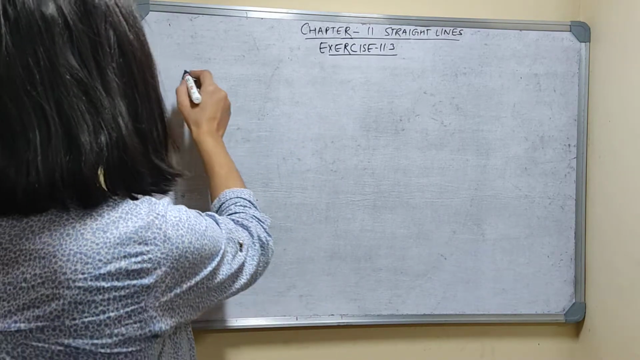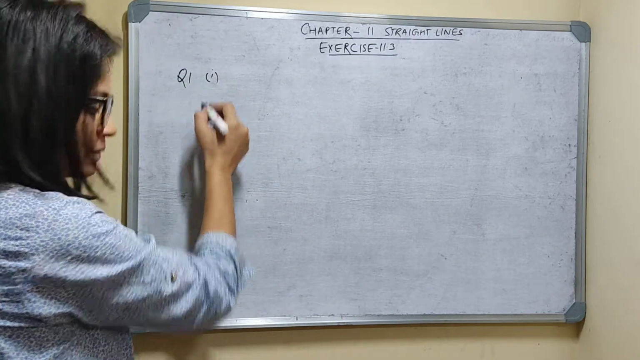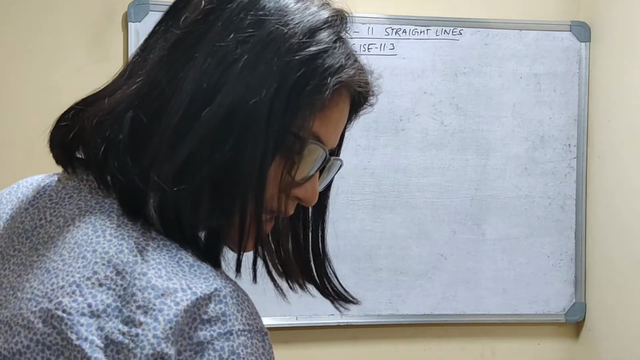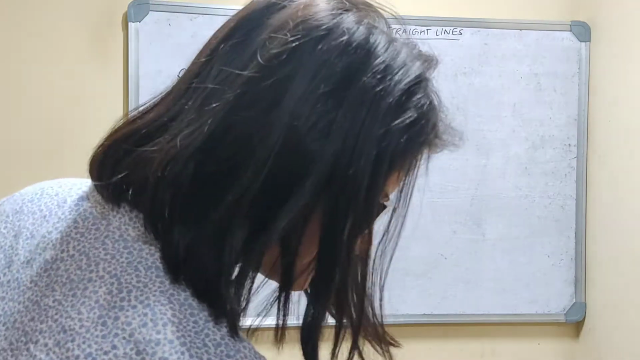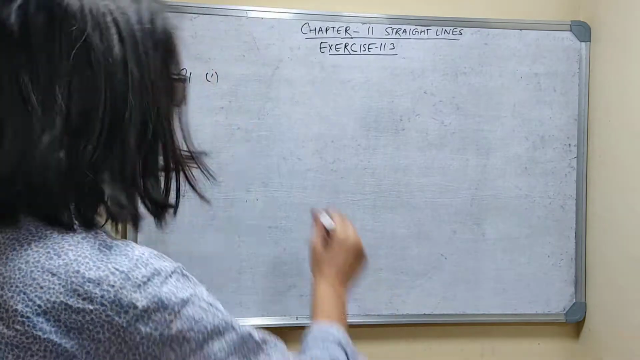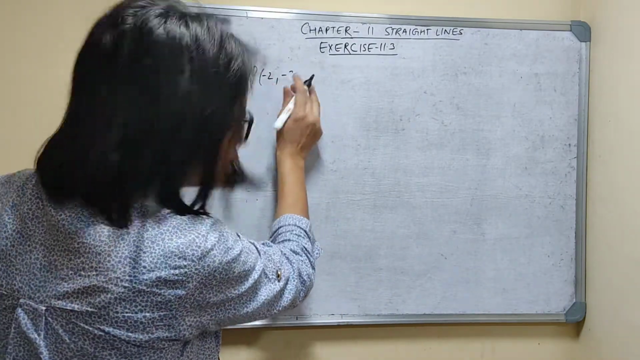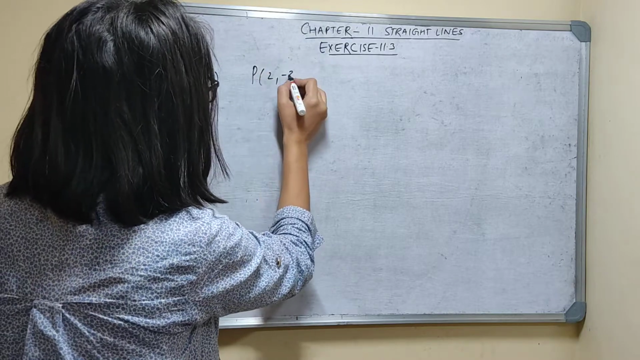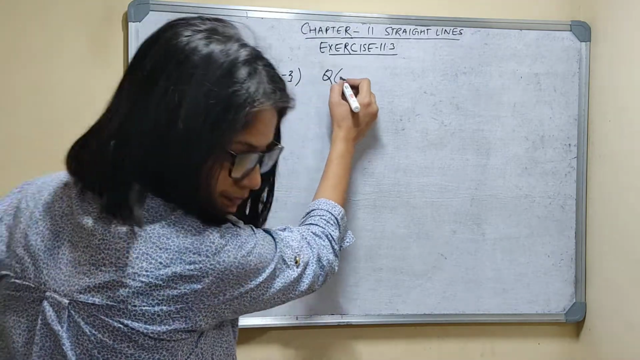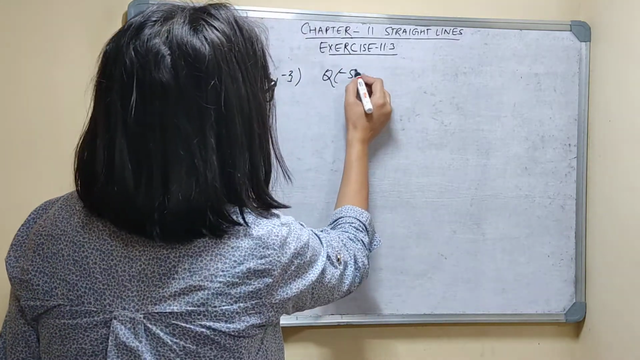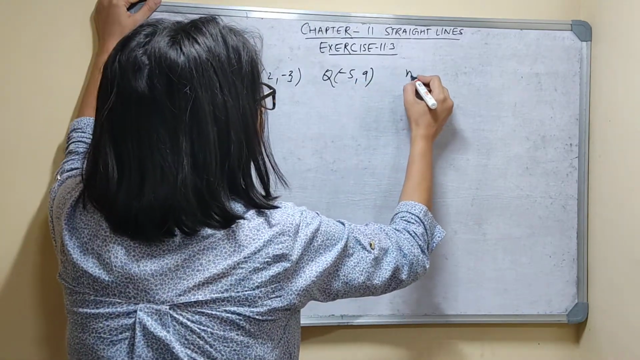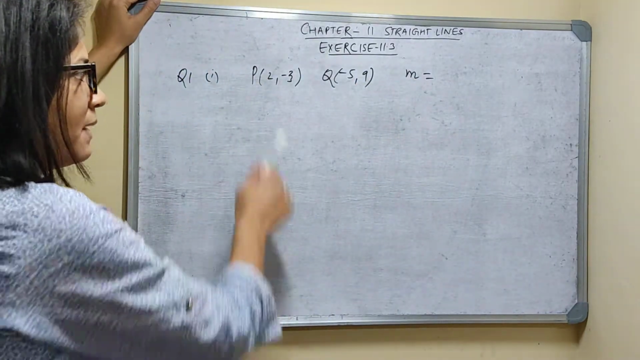Exercise 11.3, question number 1. First part. Find the slope of the line passing through the points. P is (-2, 3) and Q is (-5, 9). So what will be the slope of the line passing through these points?